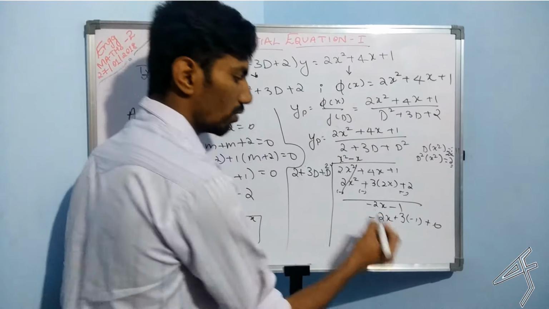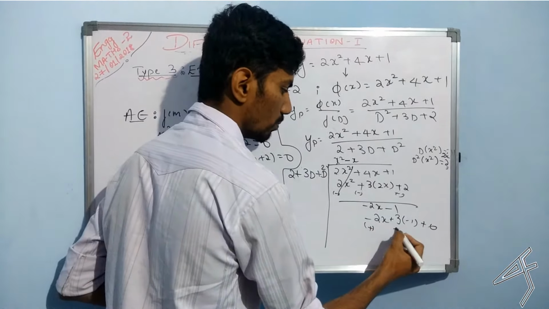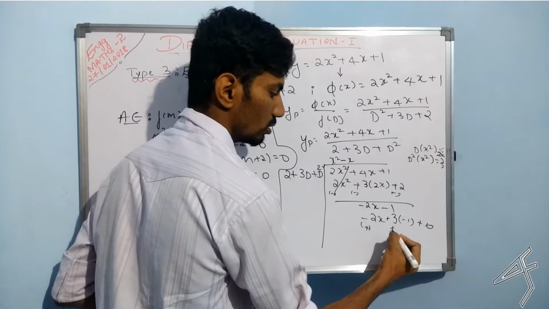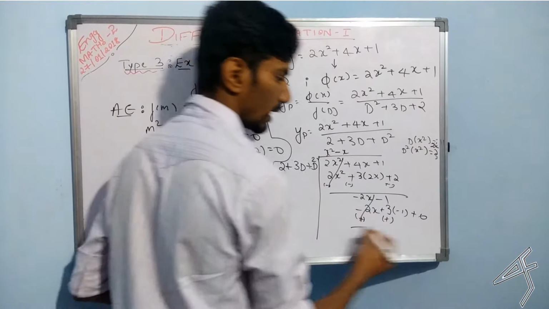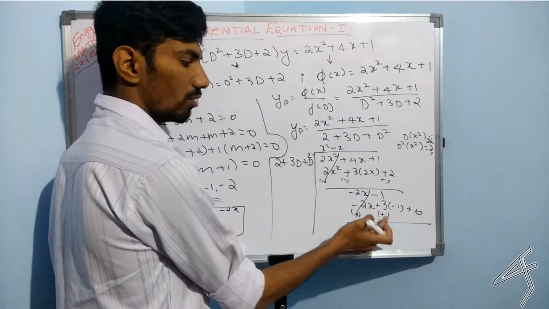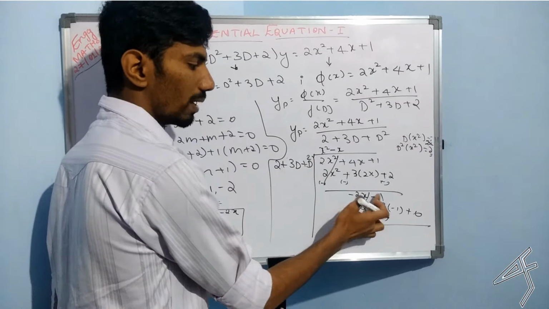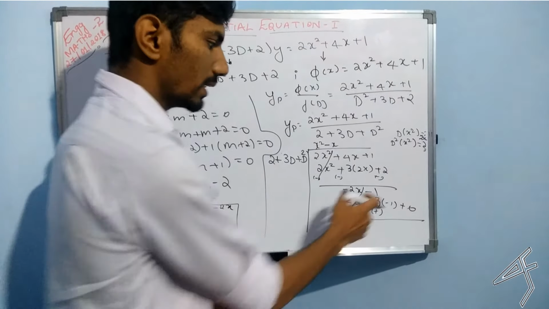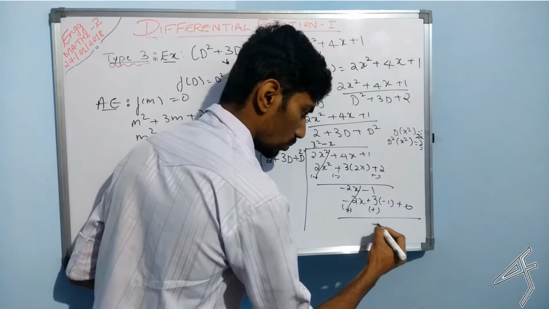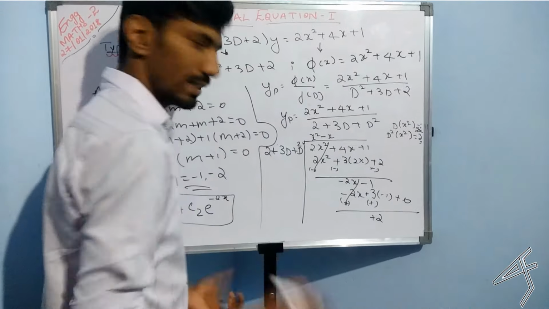Correct. So now we'll change the signs. So this is plus. Plus into minus, minus. So minus will change to plus. This thing will get cancelled. So minus 1 into plus 3 is minus 3. When we change the sign, it will be plus. So minus 3 minus 1 plus 3 is plus 2. Correct. Plus 0. That's all.